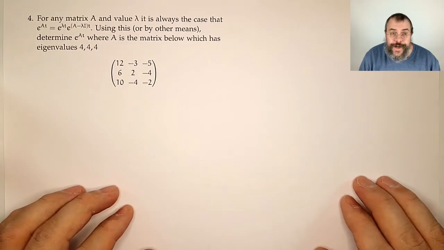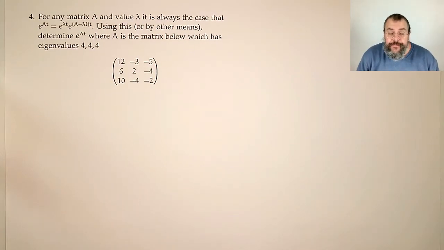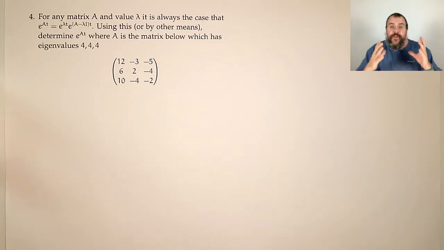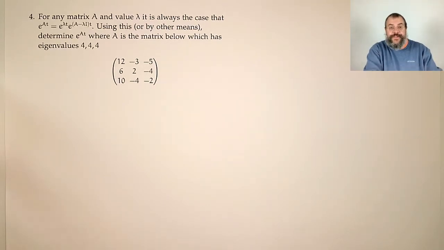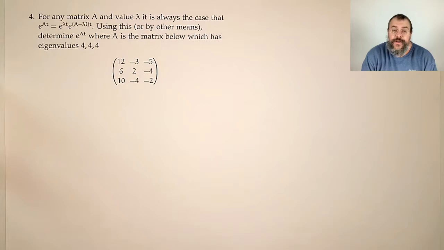Number 4. For any matrix A and value lambda, it is always the case that e to the At, so that's a matrix, equals e to the lambda t, now that's a function, times e to the (A minus lambda I)t. And so that's sort of like, oh, cute. Now, you don't have to prove this. It's a statement that's been given to us. And now, using this, or by other means, determine e to the power At, where A is the matrix below, which has eigenvalues 4, 4, 4.